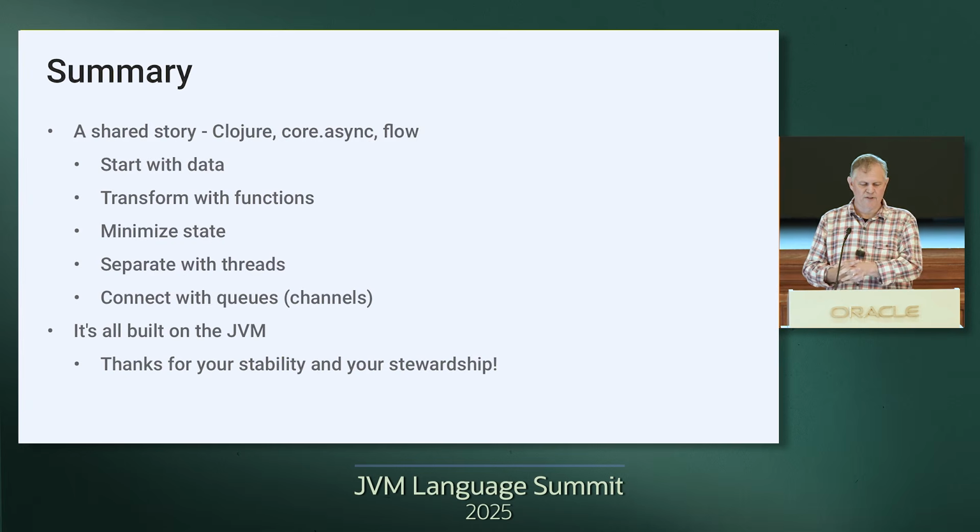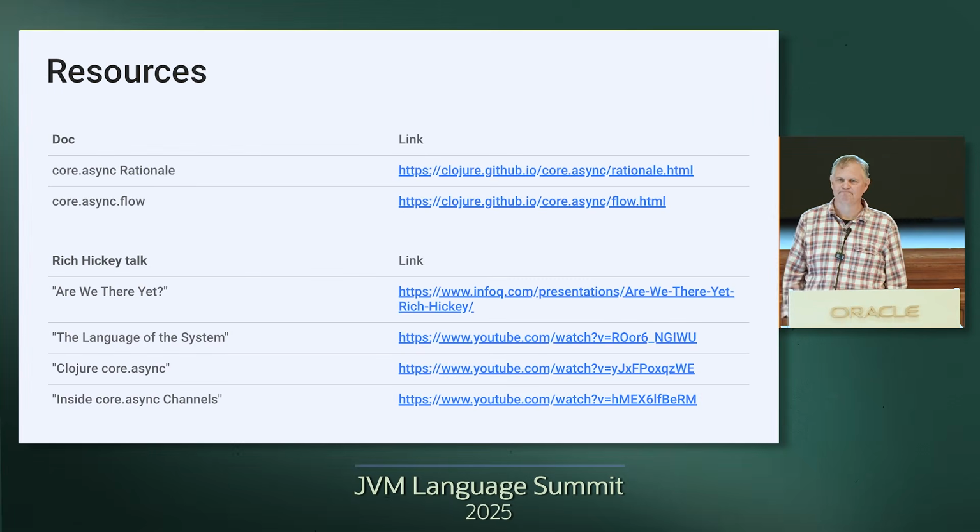So the summary of all this is there's a shared story here from Clojure to core async to flow, starting with data, focusing on using functions to transform values from one to the other, minimizing your state, separating the threads of execution into different processes, connecting those with queues, channels, and it's all built on the JVM. And so thanks for your stability there and your stewardship, and it wouldn't be possible without that. And there's some links at the end.